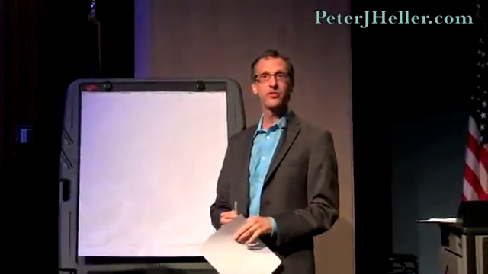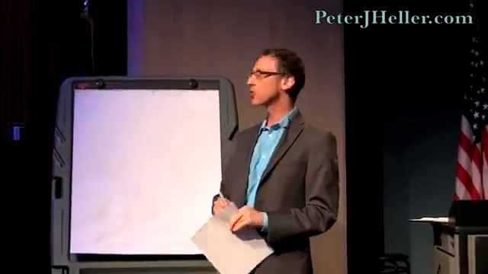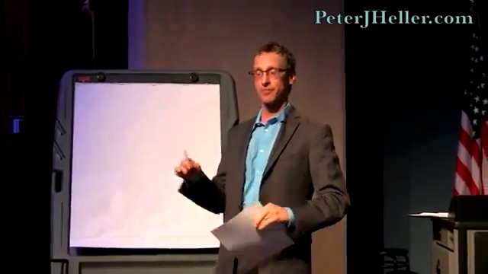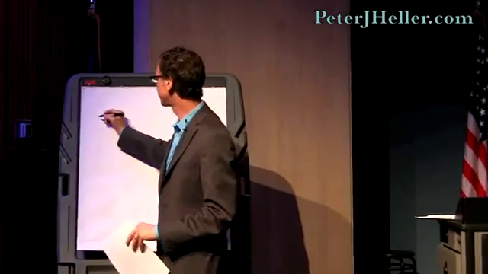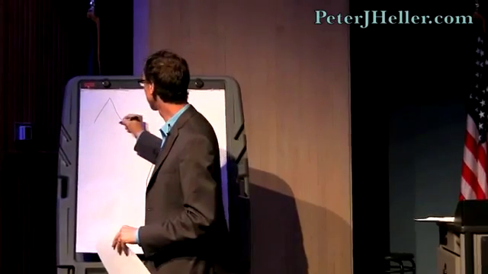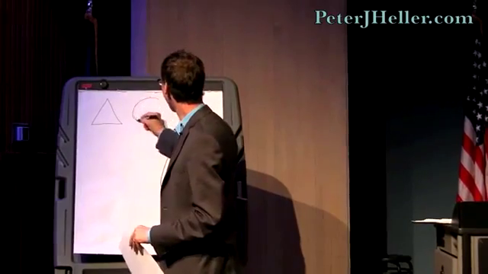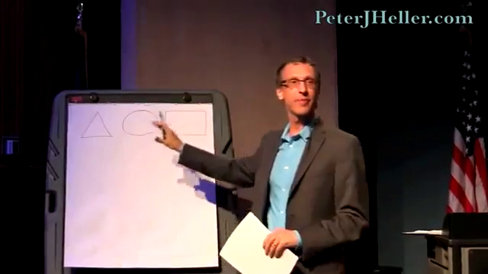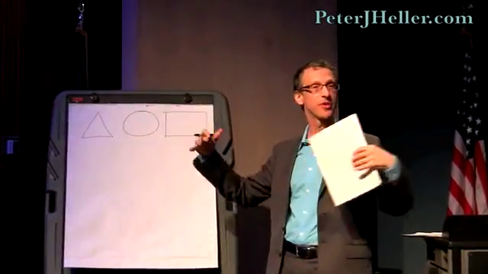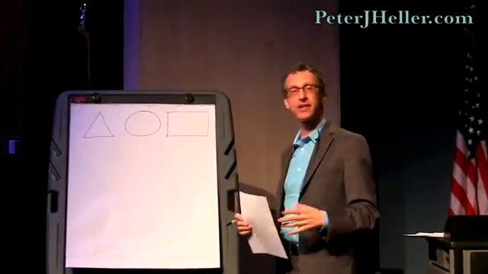I'd like everybody, if they have their piece of paper, to just draw at the top 3 basic shapes. We're going to draw a triangle, a circle, and a rectangle. These are our basic geometric shapes that we're going to use to pretty much understand how a campaign works.